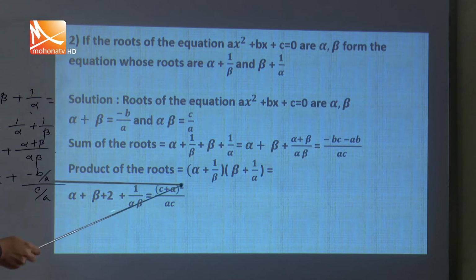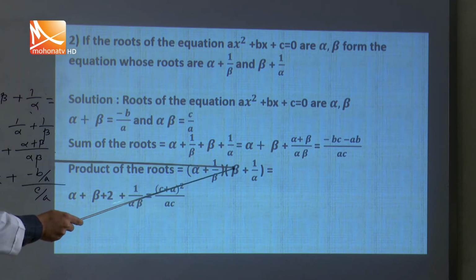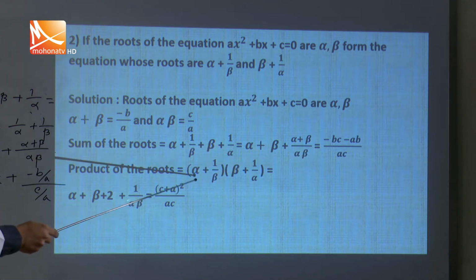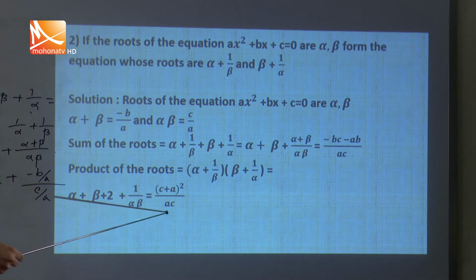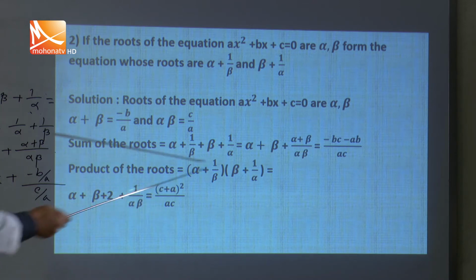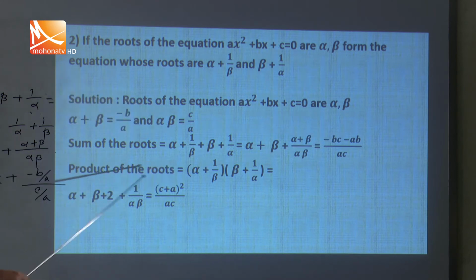And the product of the roots, (alpha + 1/beta)(beta + 1/alpha), equals alpha beta + 2 + 1/(alpha beta) plus terms in alpha + beta. Putting the values of alpha + beta and alpha beta, then after calculation we get (c + a)²/(ac). We get the sum of the roots this and the product of the roots this, then form the new equation.